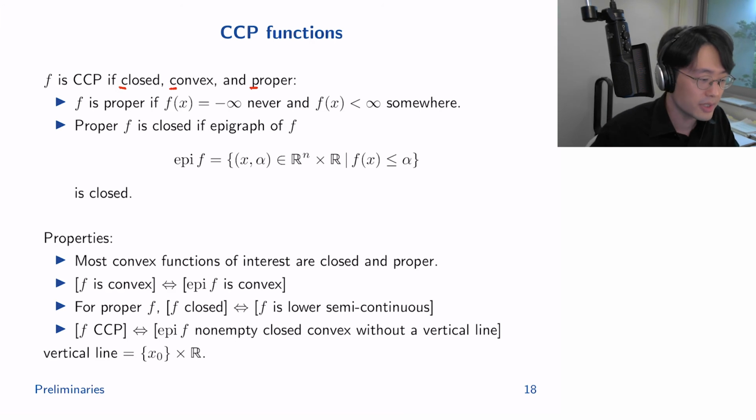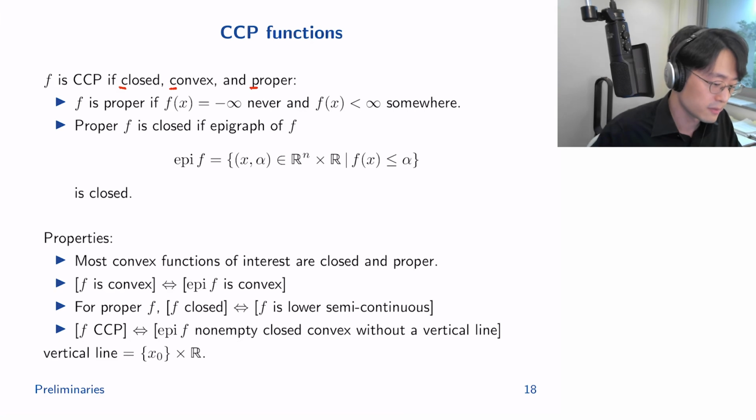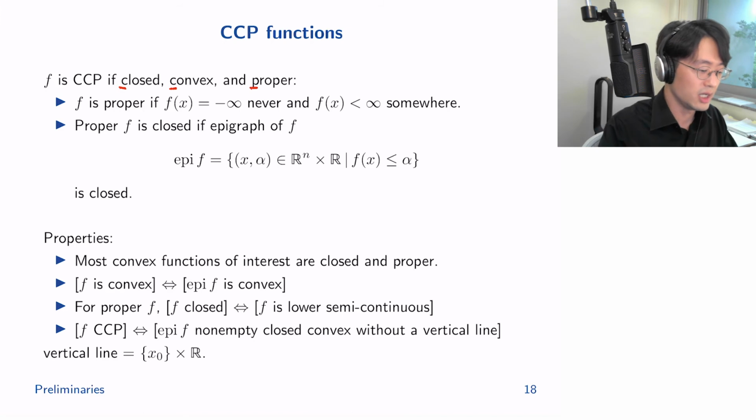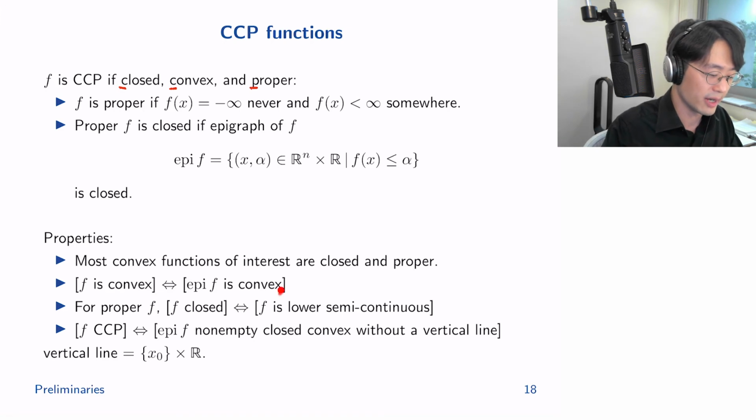So here are some properties of closed, convex, and proper functions. Again, most convex functions of interest are closed and proper, although there are plenty of functions that are non-convex. A function is convex if and only if its epigraph is convex. This is really the connection between convex functions and convex sets. Here, the word convex refers to the convexity of a function, whereas here, convexity refers to the convexity of the set epigraph.